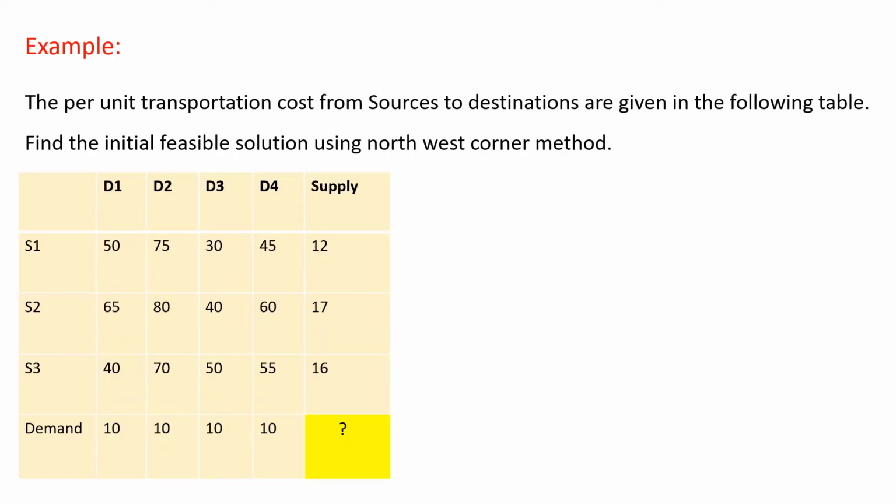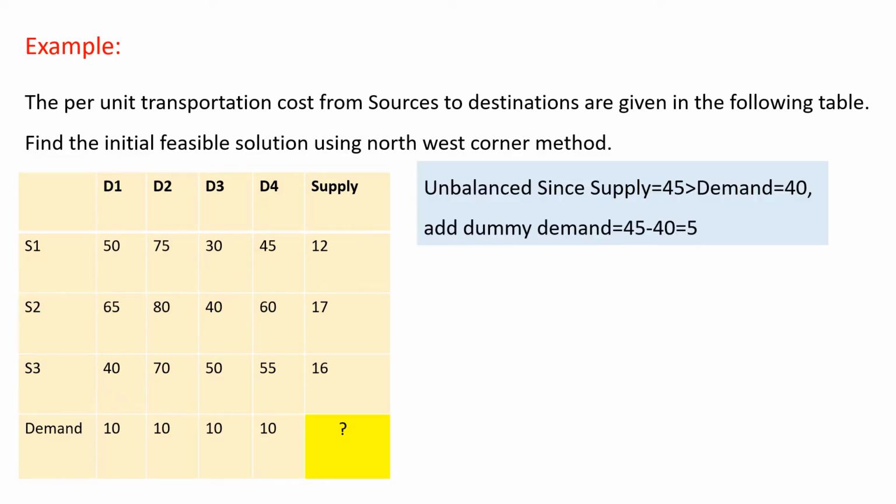Let's proceed with the previous example, but now we make it an unbalanced transportation problem. So let me add this supply: 12 plus 17 is 29, 29 plus 16 is 45, but the demand is 40. So supply is greater than demand, so it is an unbalanced transportation problem.